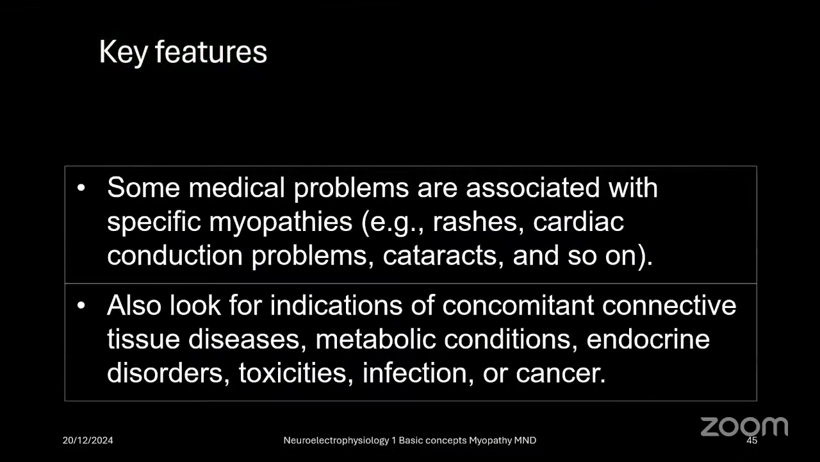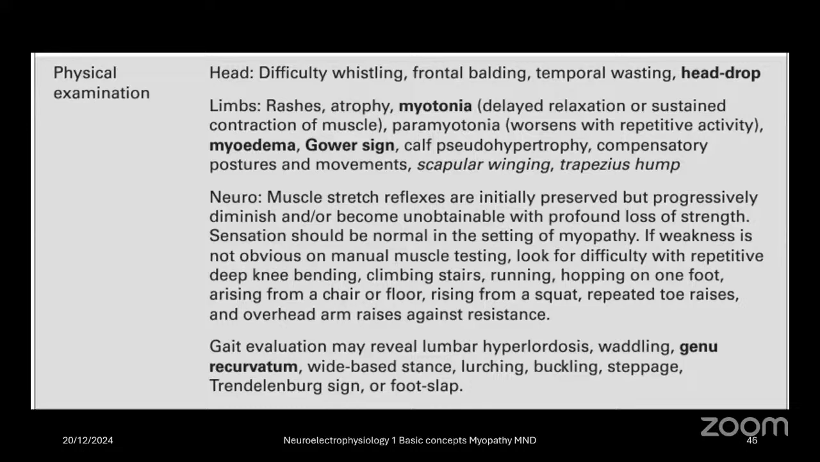Some medical problems are associated with specific myopathies: rashes, cardiac conduction problems, usually dystrophies, cataracts, and so on. Also look for concomitant connective tissue disease, metabolic conditions, endocrine conditions, toxins, infections, and cancer. So the physical examination is completely head to toe. In the head, you look for frontal balding and difficulty in whistling, which will tell you about weakness in the facial muscles, and temporal wasting, and of course the neck weakness.